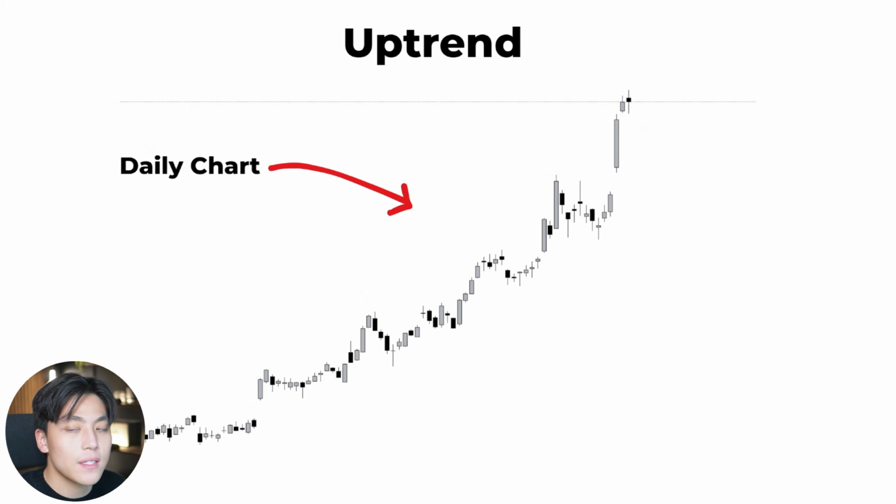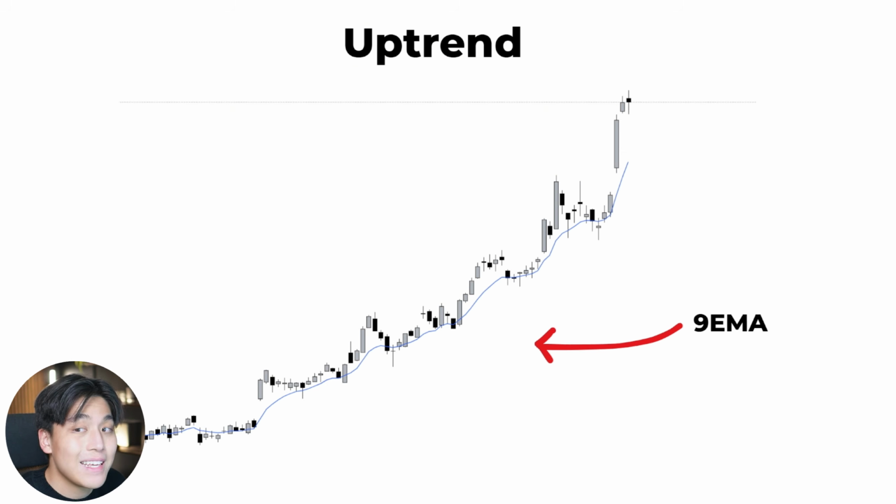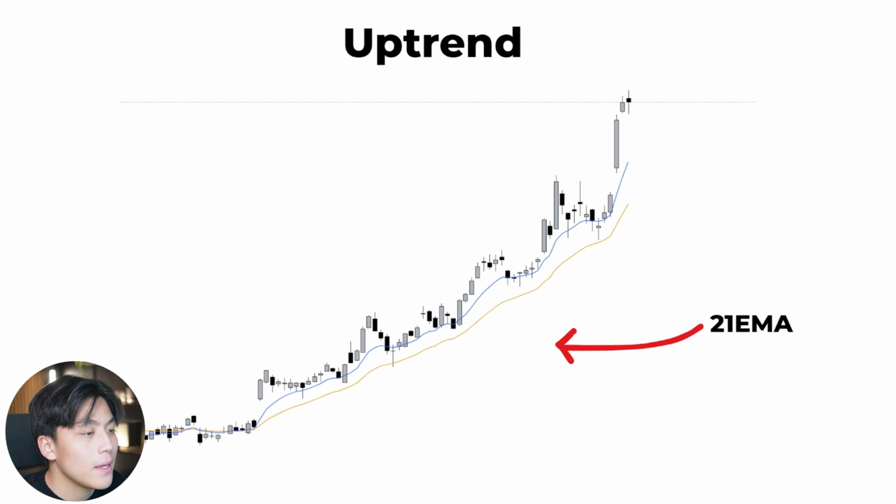What are 2 basic confluences that we can add onto our charts to let us know how strong of a trend we're in? Number one, an EMA. In this case, a 9 EMA, and we can also put the 21 EMA on our charts.